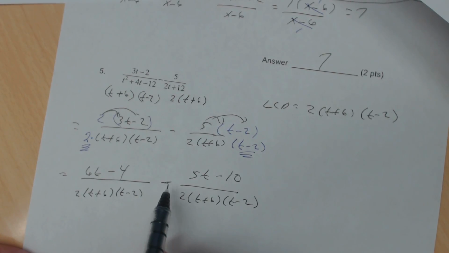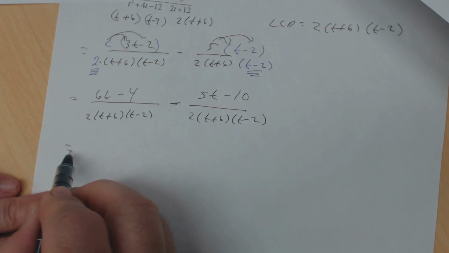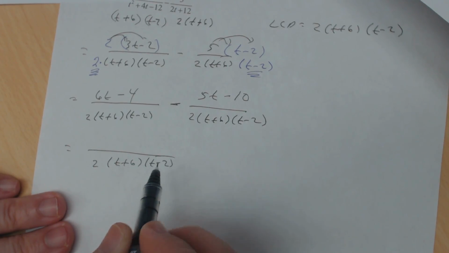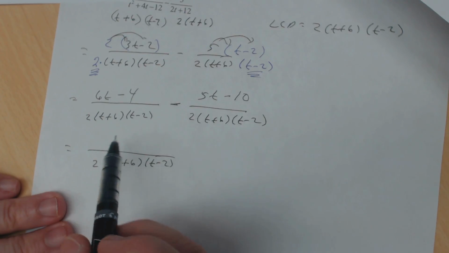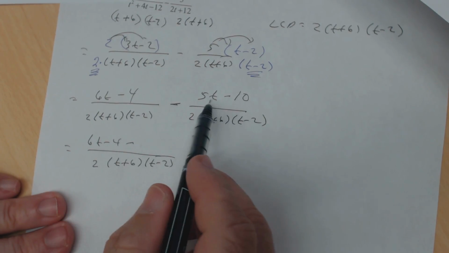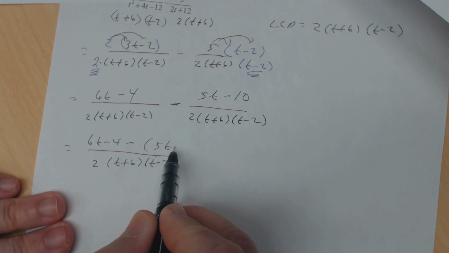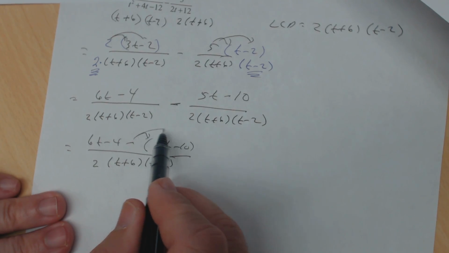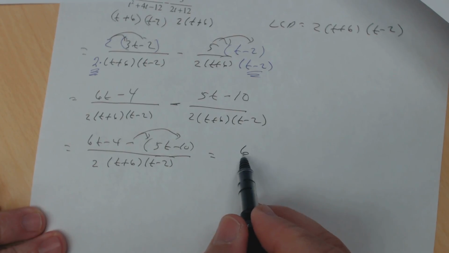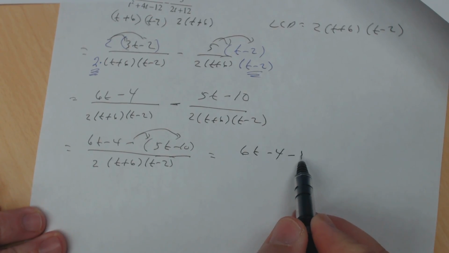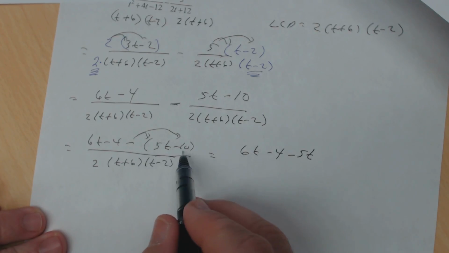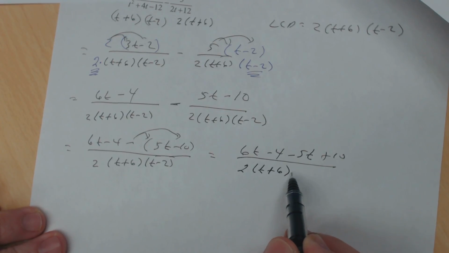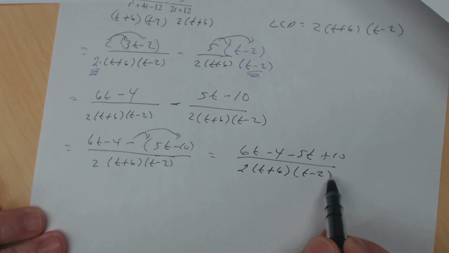And now be careful with subtraction. Now you're going to put this as one fraction. So I get 2 times t plus 6 times t minus 2. And then you're going to have 6t minus 4 minus, remember, put that in parentheses, be on the safe side, just like this. You're subtracting all of this. So now you can distribute the negative 1. So I'm going to get 6t minus 4 minus 5t, and then plus 10, all over the LCD, which is 2 times t plus 6 times t minus 2.